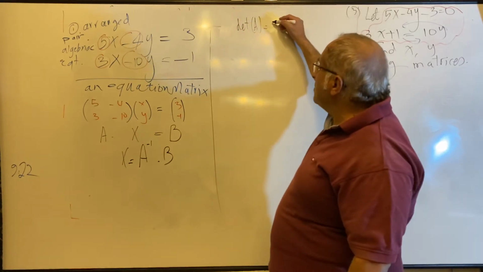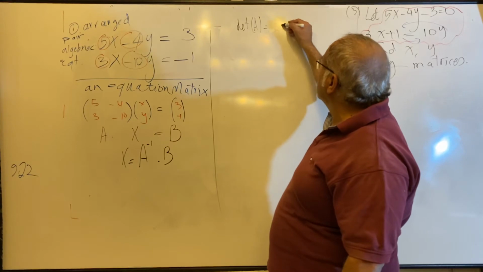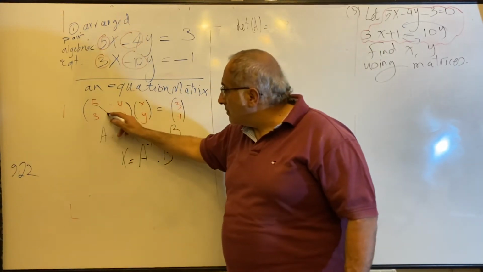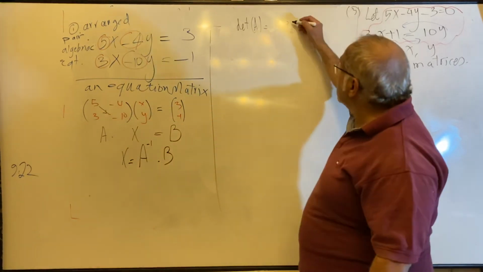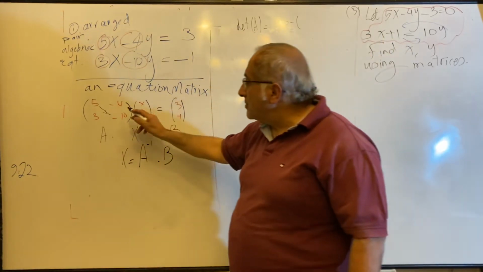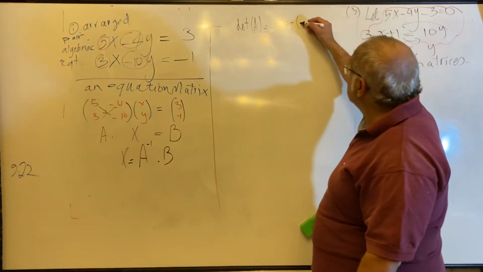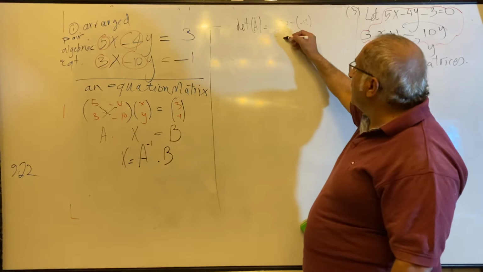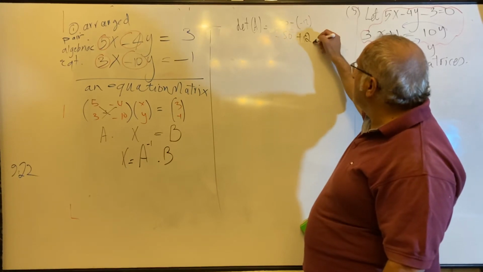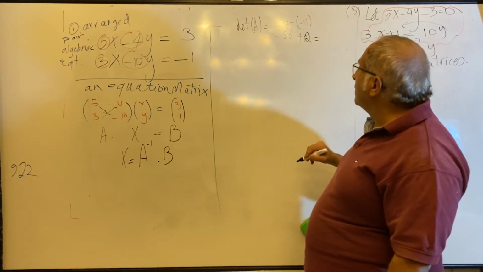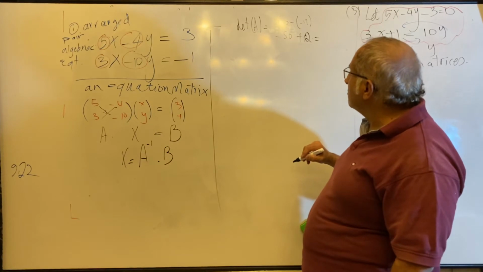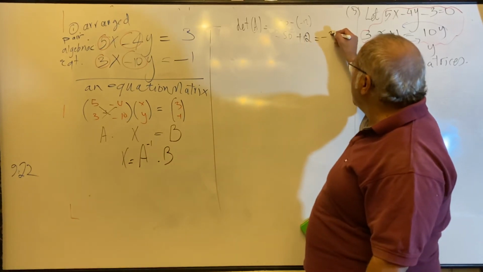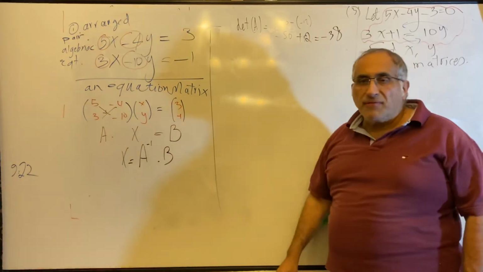It's 5 times minus 10, minus 50. This times this. Minus 4 times 3, minus 12. Minus 50 plus 12. How much? 38? I think 38, but negative 38. Step number 1, finished.